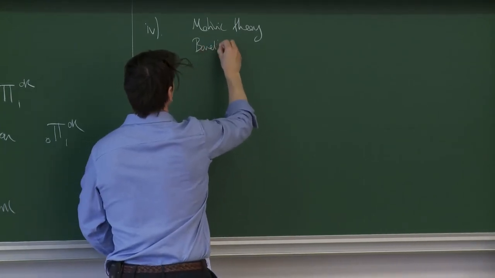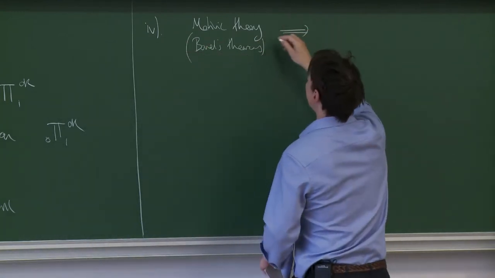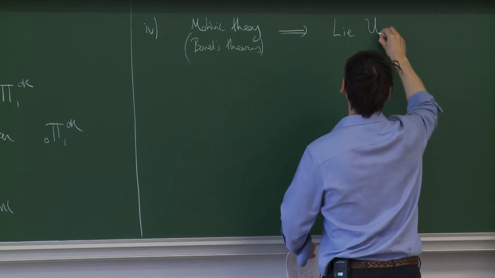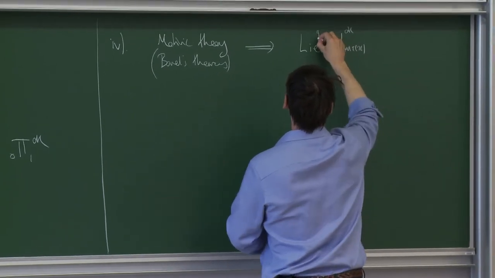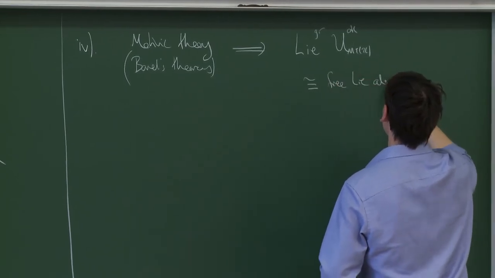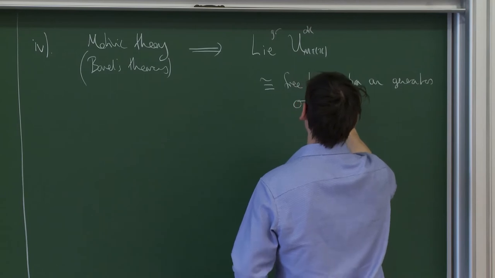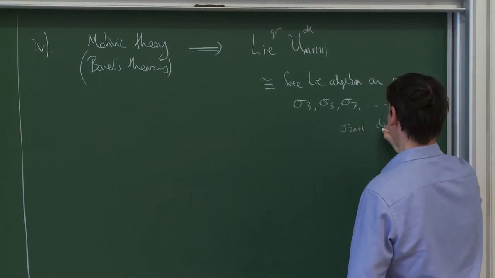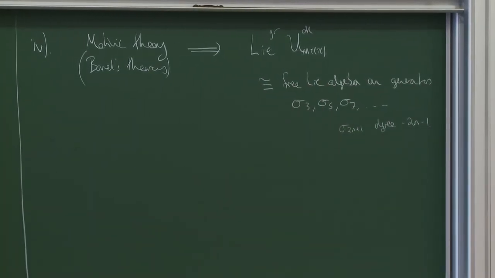more precisely Borel's theorems on algebraic K-theory, tell us something about the size of this motivic Galois group. And in fact, we know that the Lie algebra of the unipotent radical of this motivic Galois group, or its associated graded, is isomorphic to the free Lie algebra on generators sigma 3, sigma 5, sigma 7, and so on, where sigma 2n plus 1 is in degree minus 2n minus 1. And these are the very famous zeta elements, sometimes called Soulé elements.